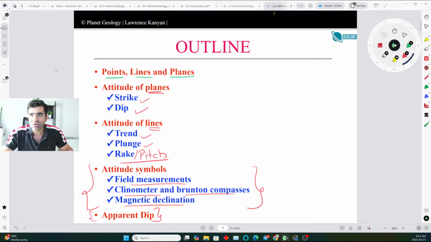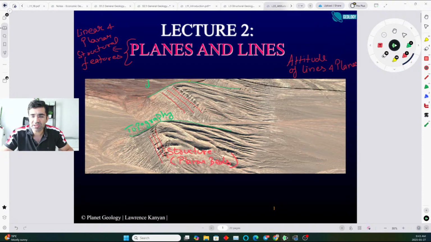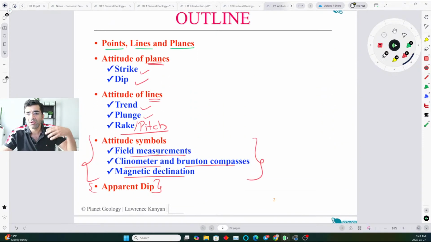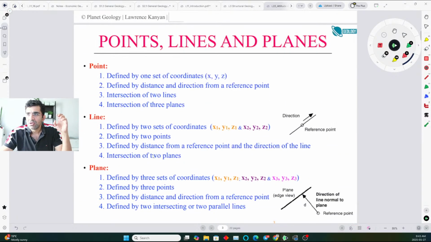What you are seeing here in this image, you do see some dip, but this is really apparent dip, and we will study that concept of apparent dip through practical examples. So first of all, we should define what is a point, what is a line, and what is a plane. A single point is defined by one set of coordinates x, y, and z in three-dimensional space using Cartesian coordinates.